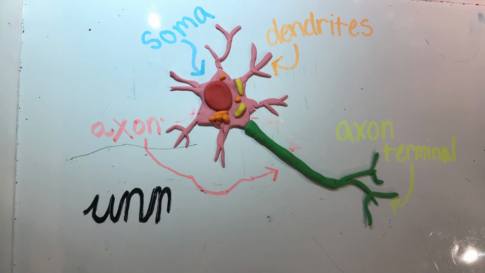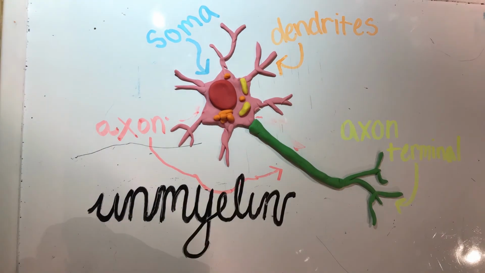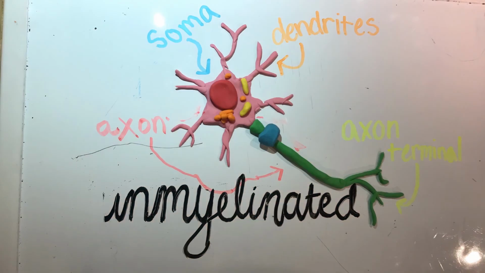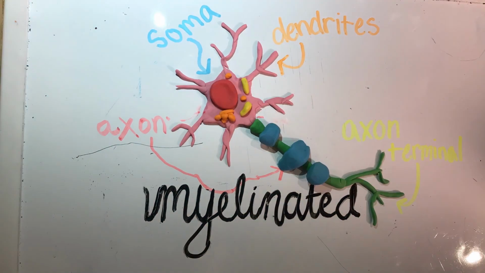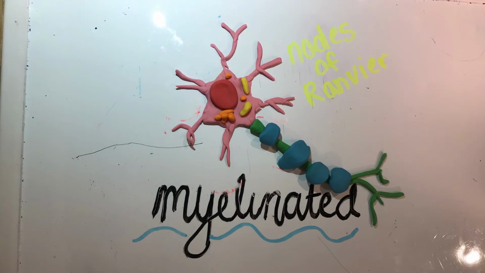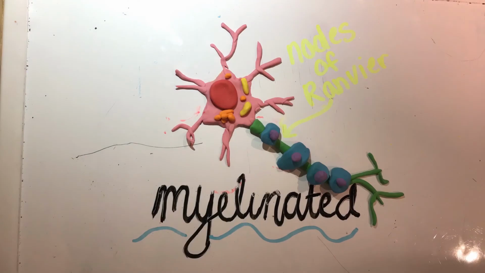There are two types of axons, the first being unmyelinated, which is pictured here. Myelinated axons have neuroglia that insulate the axon with a myelin sheath. The areas in which myelin is found on the axon are called internodes, and the unmyelinated spaces between are called the nodes of Ranvier.